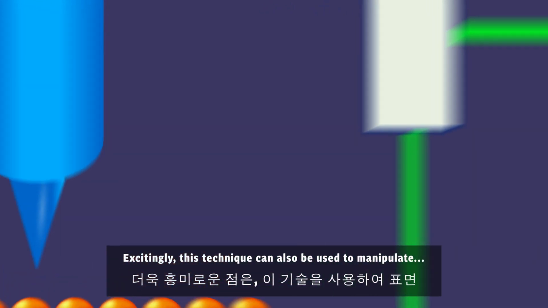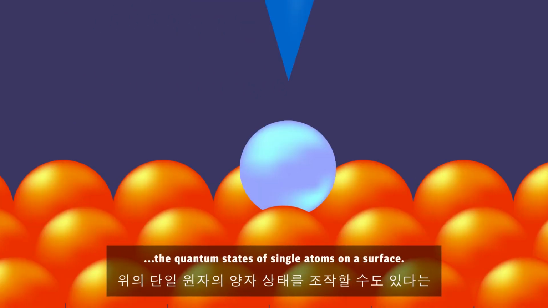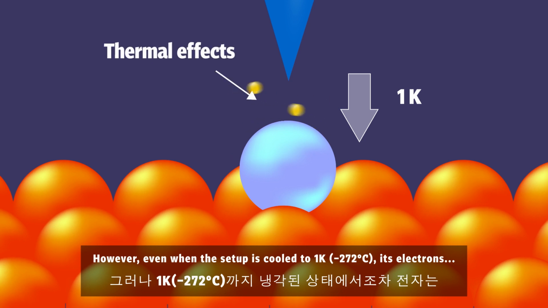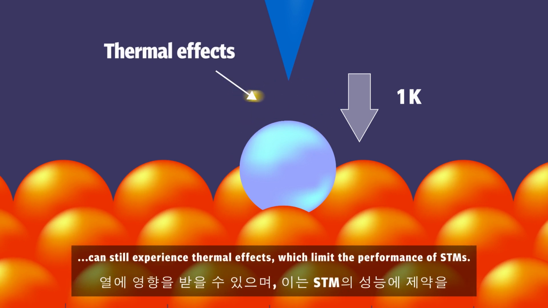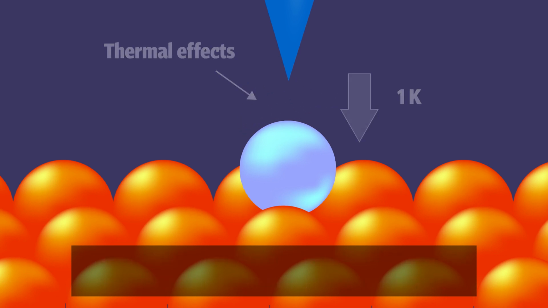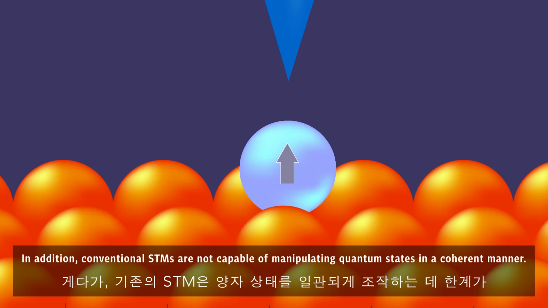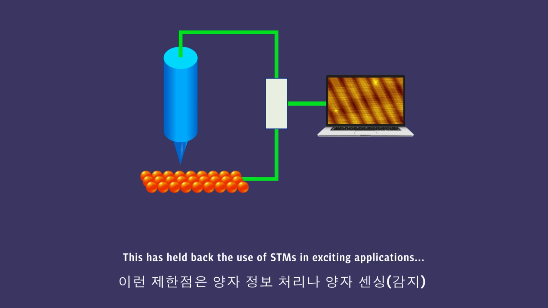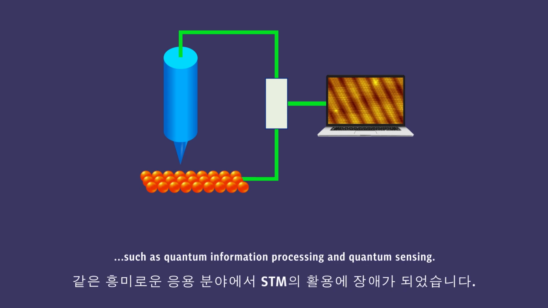Excitingly, this technique can also be used to manipulate the quantum states of single atoms on a surface. However, even when the setup is cooled to 1 Kelvin, or minus 272 degrees Celsius, its electrons can still experience thermal effects, which limit the performance of STMs. In addition, conventional STMs are not capable of manipulating quantum states in a coherent manner. This has held back the use of STMs in exciting applications such as quantum information processing and quantum sensing.